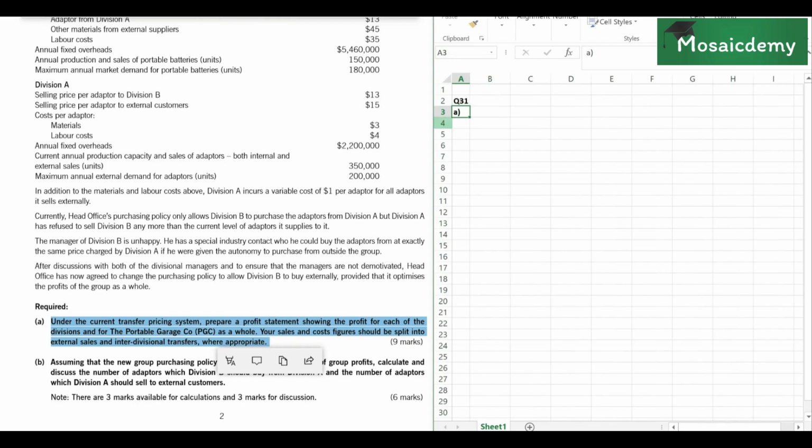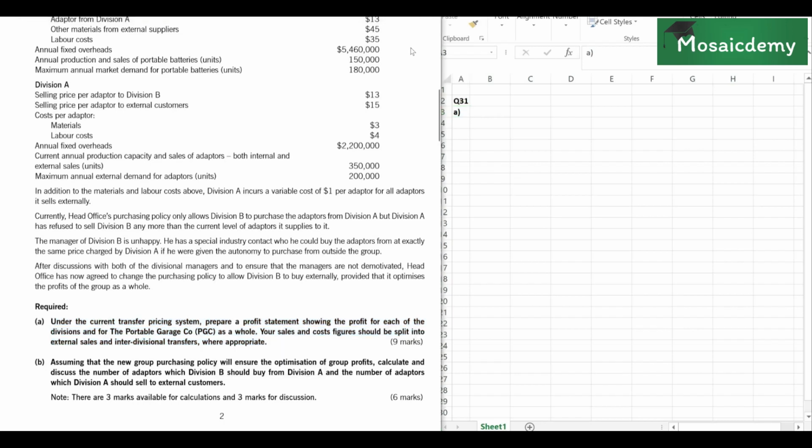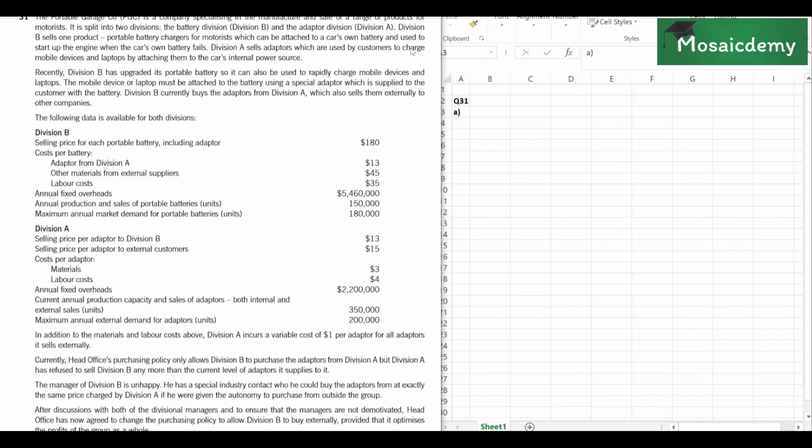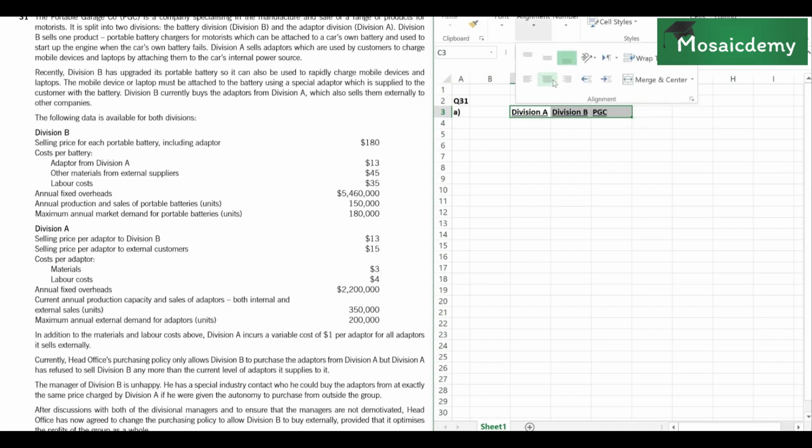So we'll have 3 divisions and we'll have the company as a whole. So what are the names of the divisions in this case? We have Division A, Division B, and we have the company, which is the Portable Garage Co., which we'll use the shorthand PGC. So we have Division A, we have Division B, and we have PGC, which is the company as a whole. Since these are the titles, always good practice to make the titles distinguishable from the normal text.